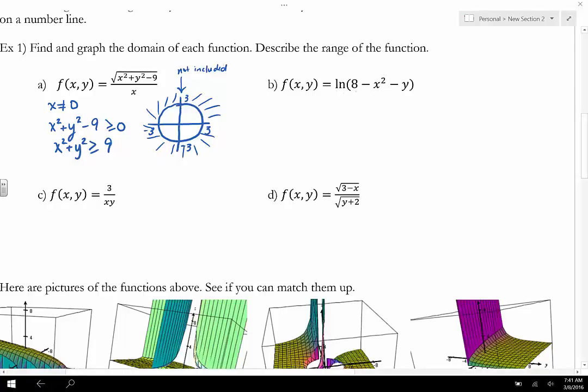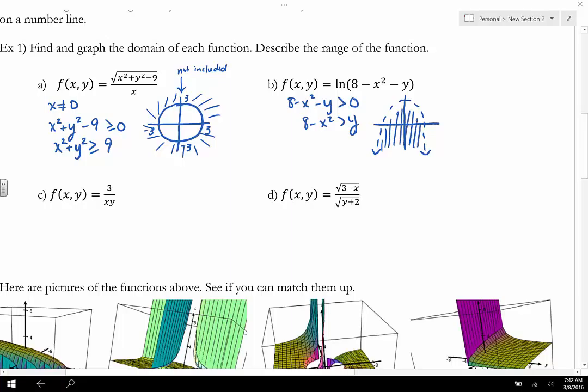So if I look at the next one, I have an ln, and I'm only allowed to put positive numbers into an ln, not even zero, positive. So 8 minus x squared minus y needs to be greater than 0. If I solve for y, I have y is less than 8 minus x squared. Well, let's think about that. y equals 8 minus x squared would be an equation that opens down and starts at 8. So that would be y equals 8 minus x squared. I want it to be an inequality, so I should really draw it with dotted lines to show that that is not included in the solution. And y needs to be less than that, so I need to shade below the parabola.